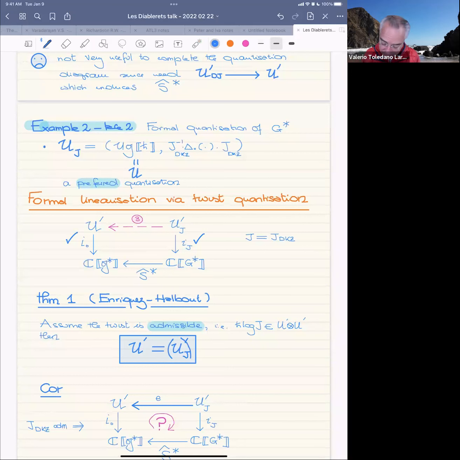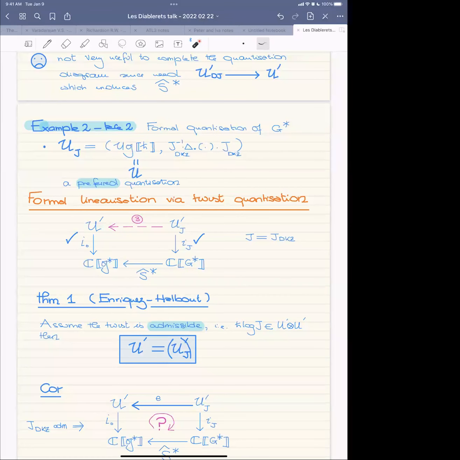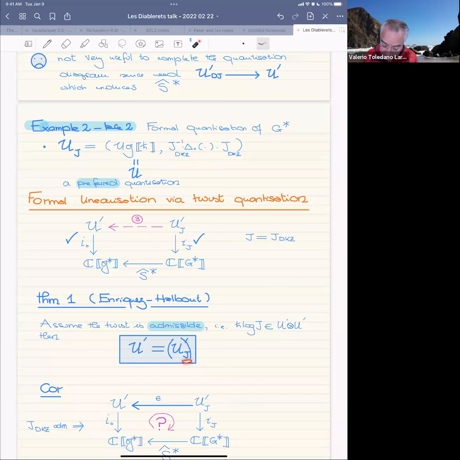So the left-hand side was the trivially extended, the completed Rees algebra, right? And on the right-hand side was U_J, which as an algebra is just U, the enveloping algebra with trivially extended coefficients. But when we take the prime, we have to take this Drinfeld subalgebra, and the definition of this Drinfeld subalgebra very much depends on the coproduct. And the coproduct here is twisted by the twist. So you expect that the right-hand side very much depends on the twist.